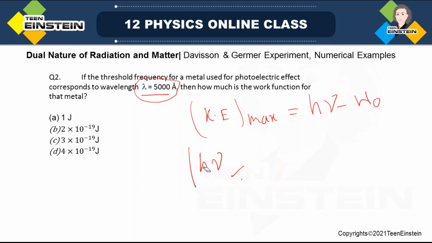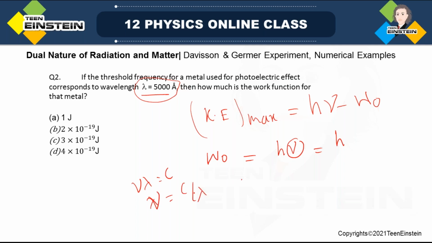So if I know for a photon, the energy is h nu, so this work function will be equal to the energy of the incident photon. This nu can be replaced: from the relation nu lambda is equal to c, nu will be equal to c by lambda. So if we use hc by lambda, this will be the energy of the given photon.